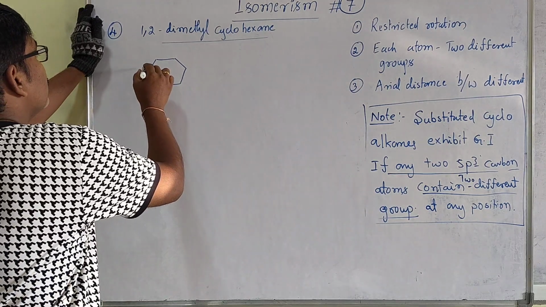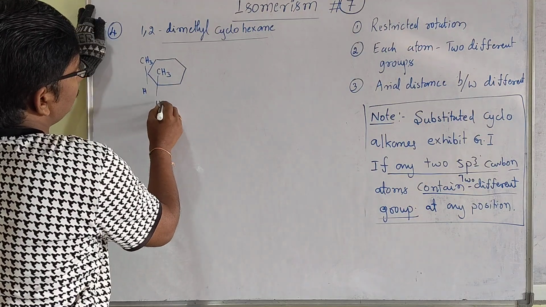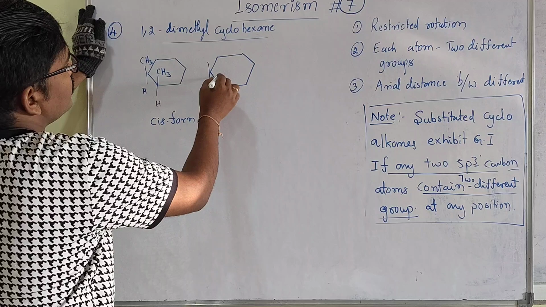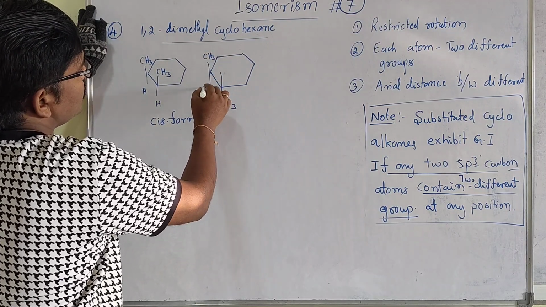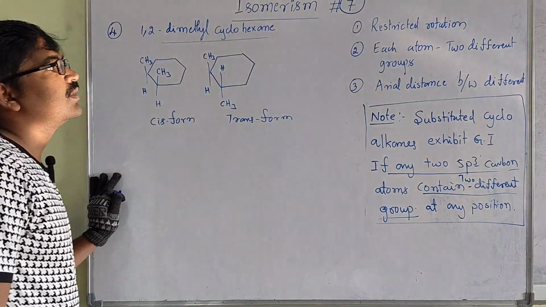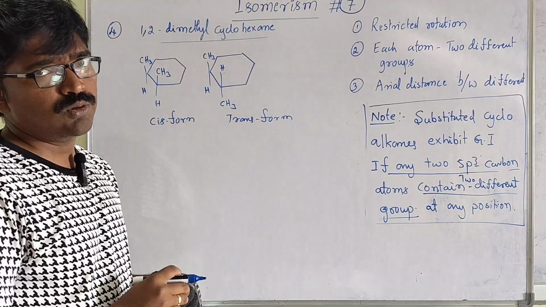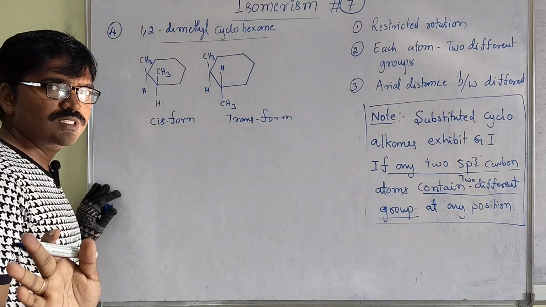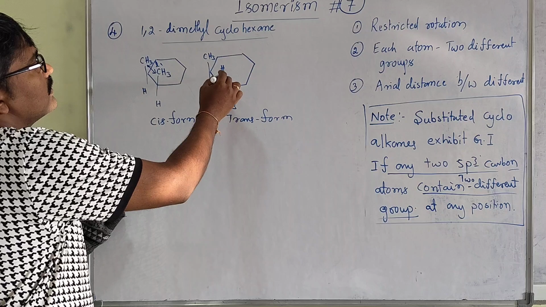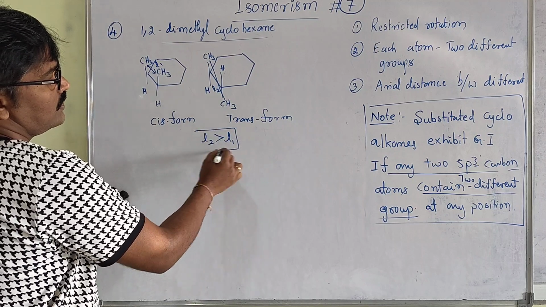1,2 positions means at this position and this position. CH3, then H, then CH3, then H. This is the cis form. Then the trans form: CH3, then CH3 on opposite sides. This is the trans form. Are all these conditions being followed? Yes. One is restricted rotation; in cyclic compounds, restricted rotation is possible. Second, each carbon atom should have two different groups. Look at CH3, H and CH3, H: two different groups are there. Then the aerial distance: when they are on one side it is near, L1; when away, L2. So again, the aerial distance is greater for the trans compound than for the cis compound. That you have to remember.